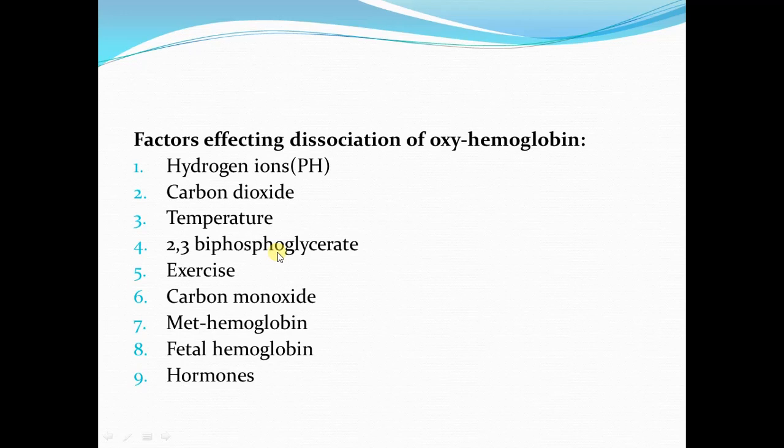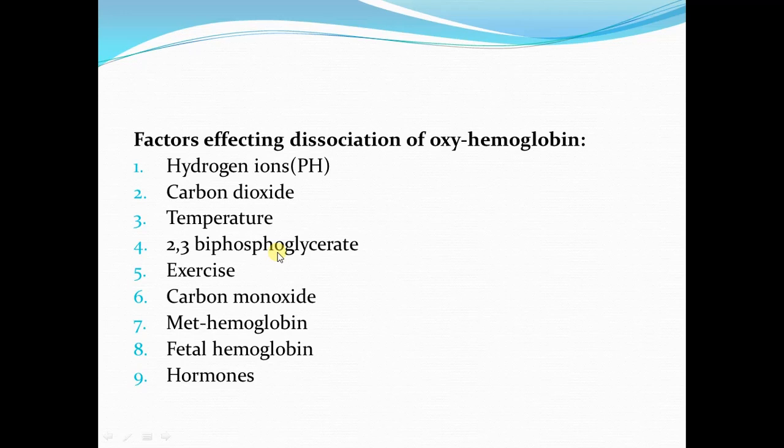Again, I am repeating this point, that fetal hemoglobin does not have the ability to bind with 2,3-biphosphoglycerate, and the reason is that it has 2 alpha chains and 2 gamma chains. Fetal hemoglobin does not have beta chains, while 2,3-BPG binds with the beta chains. So beta chains are not there in the fetal hemoglobin, so it does not bind with the 2,3-BPG. Now this is favorable for the fetus.